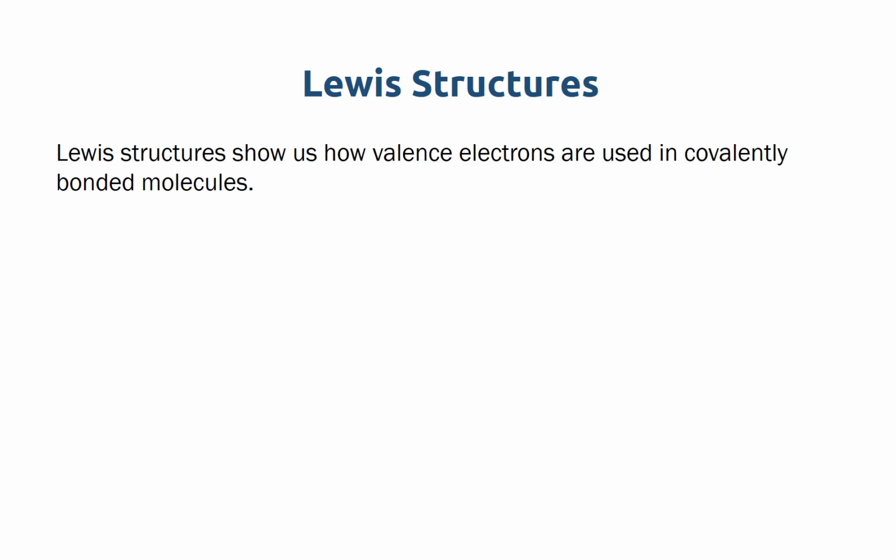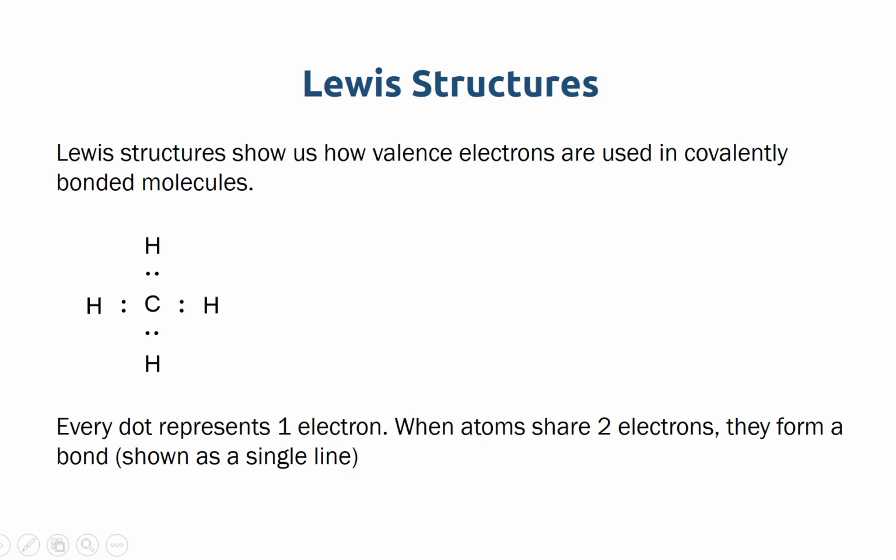This video is going to talk about Lewis structures, which is a method that chemists use to depict covalently bonded molecules. We do this using dots. So one dot represents one electron, and when atoms share two electrons, they form a bond, which we often represent instead of dots as a single line.